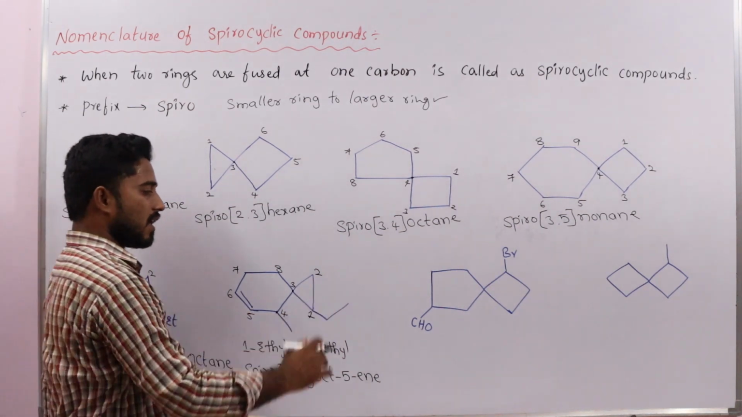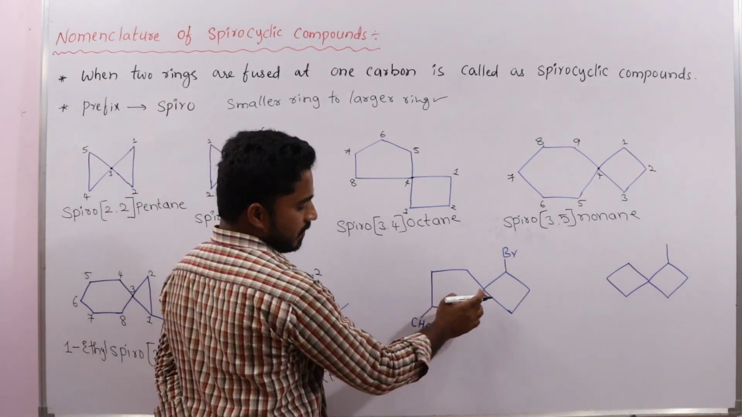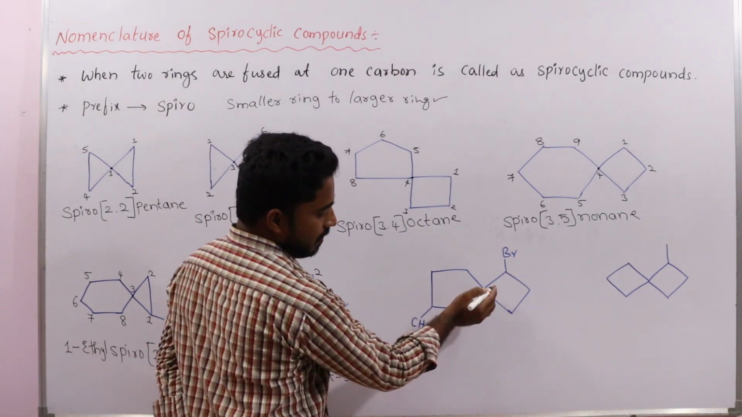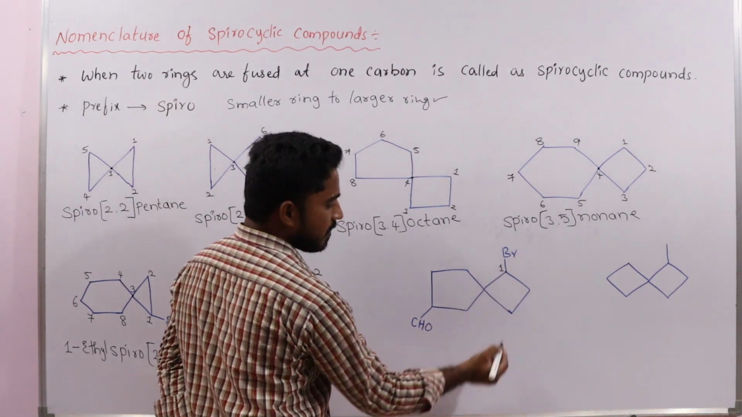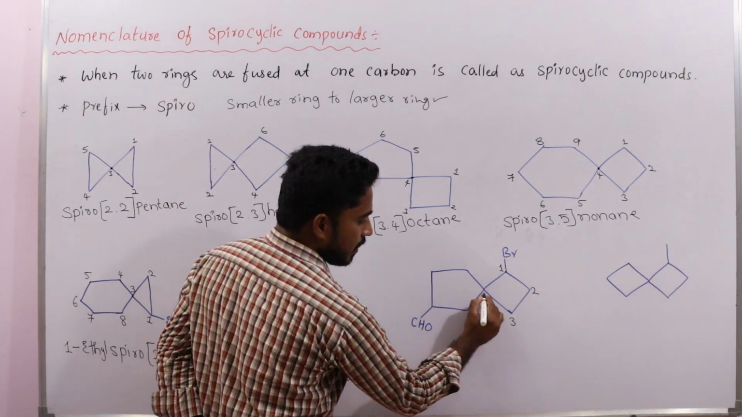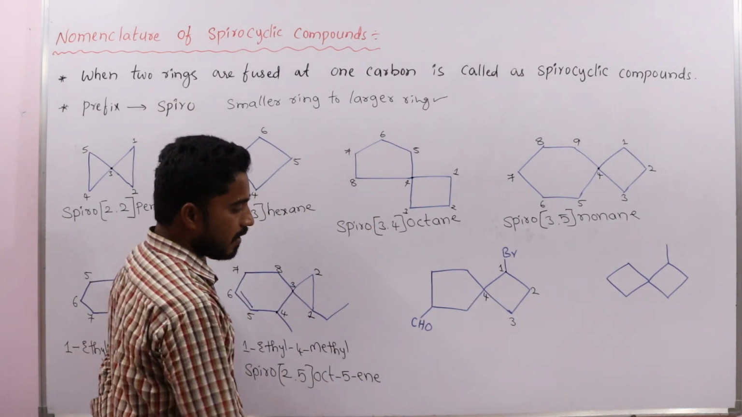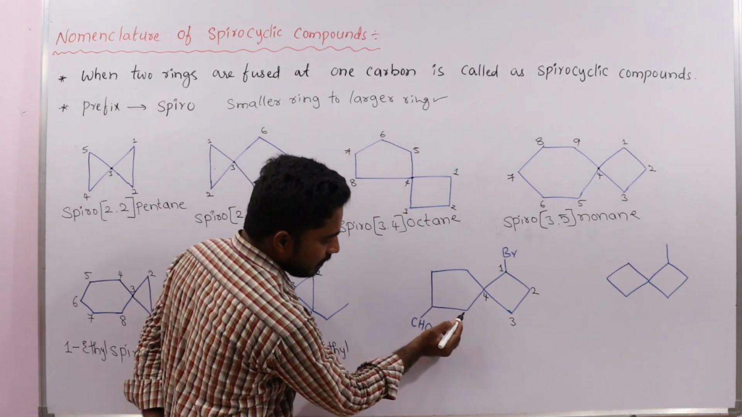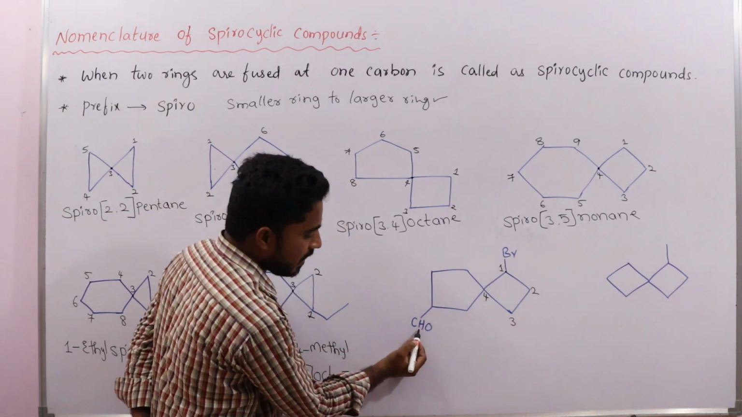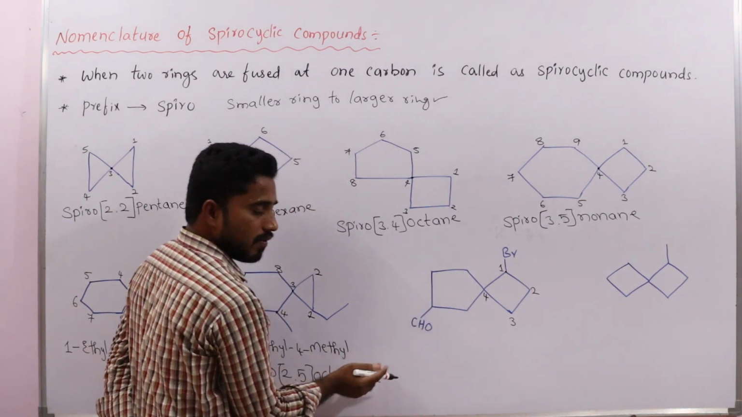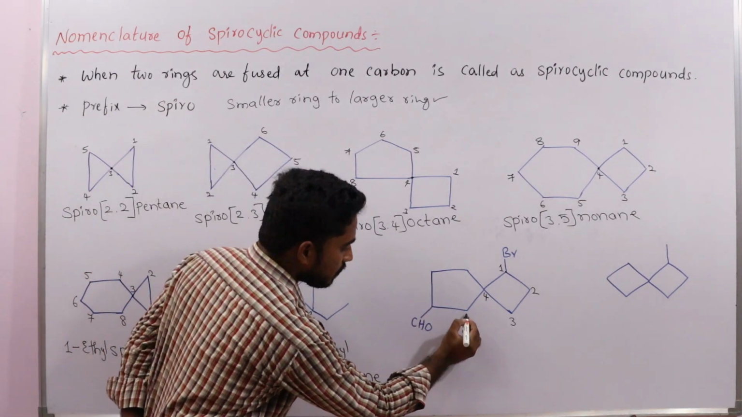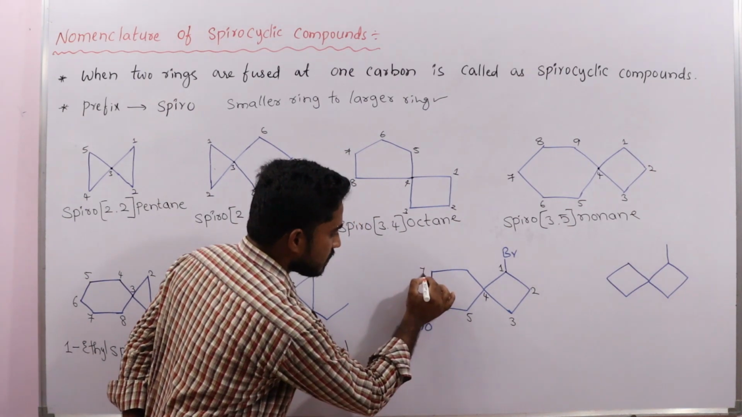Okay. Next example. So here, this is a smaller ring, this is a larger ring. We have to start numbering from the smaller ring. Here a substituent is there, that's why this carbon should get 1. Then 2, 3, 4, then 5 for which carbon? This carbon or this carbon? This carbon should get 5 because the CHO functional group is there. The functional group containing carbon should get the least number. That's why we have to go like this: 5, 6, 7, 8.